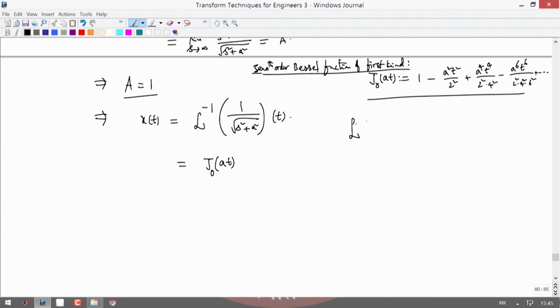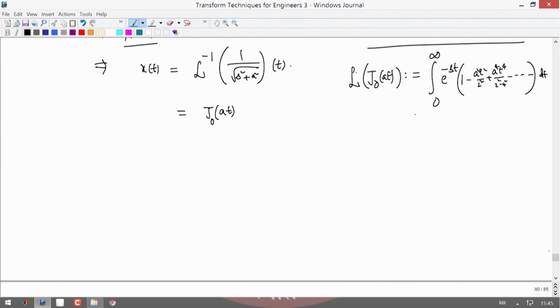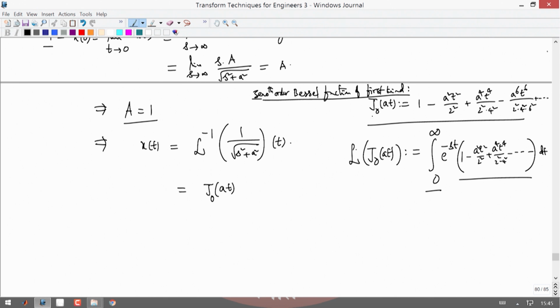If you actually apply the Laplace transform to this J0 of at, by the definition of the Laplace transform, it is the integral from 0 to infinity of e power minus st times this series, 1 minus a square t square by 2 square plus a power 4 t power 4 by 2 square 4 square and so on, with dt. This is the integration. You can take this integral inside, because J0 of at is a uniformly convergent series.